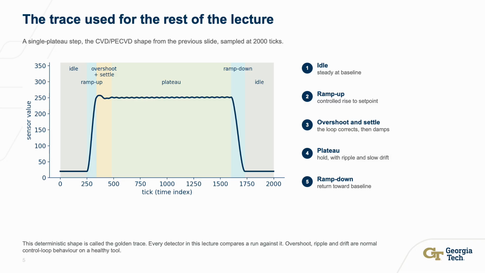2 things to fix in your head. First, the overshoot, the ripple, and the drift are normal. They are what a real control loop does. A trace that jumps instantly to the set point and sat flat would be a strange one. Second, this deterministic shape has a name we will use constantly: the golden trace. Every detector we build today compares a run against that golden trace.